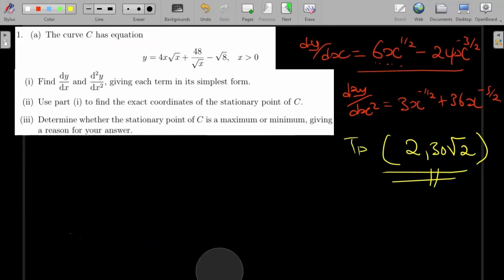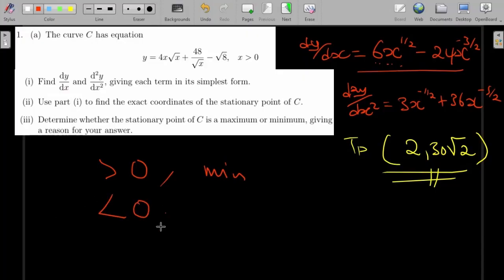We found them. And then next, we determine whether the stationary point is a maximum or minimum, and then you also give a reason. Okay, so how do you determine if it's a maximum or minimum? You use the second derivative. That was the reason why they told us to find this second derivative here. So you get the x coordinate of the stationary point, and then you substitute it into the equation for the second derivative. If the value that you get is greater than 0, we are going to say that that point is a minimum. If the value that you get is less than 0, we're going to say it's a what?